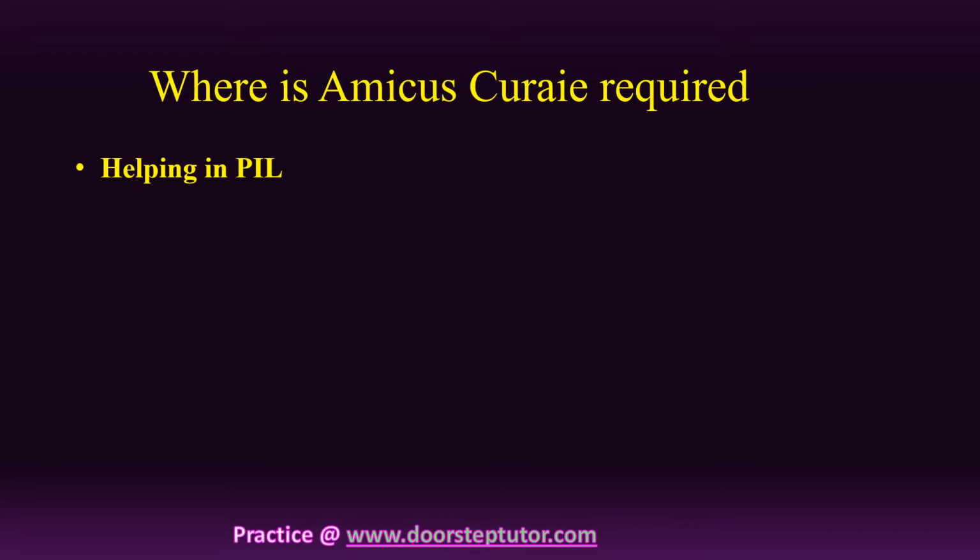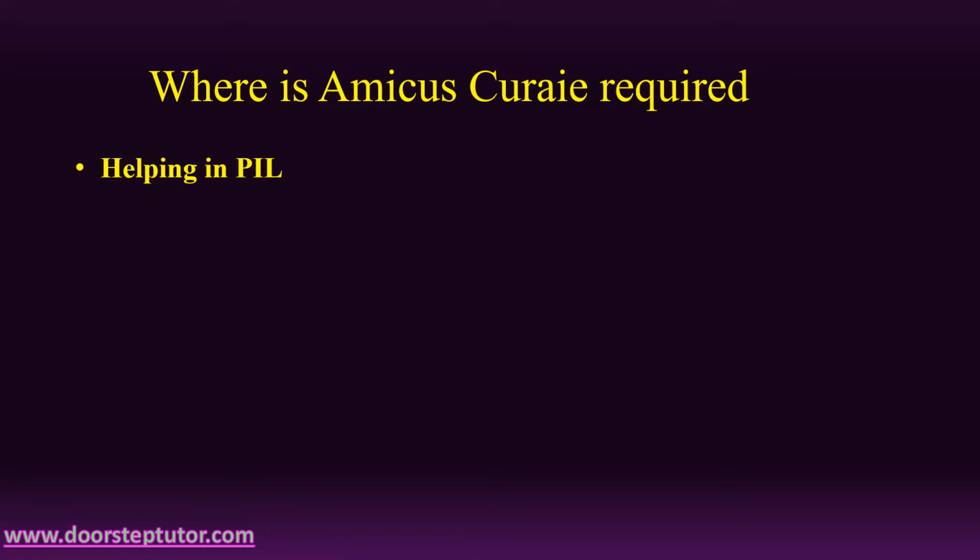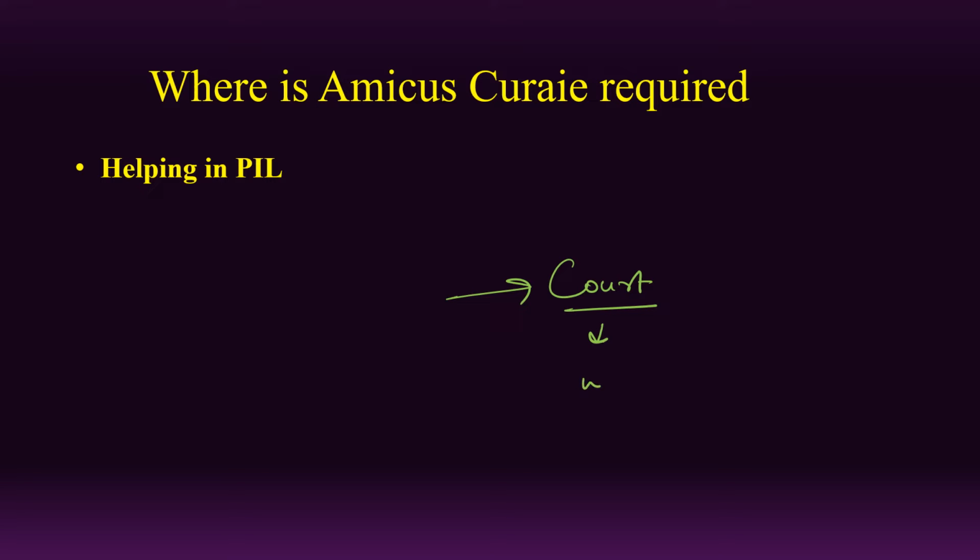Amicus curiae is required in various situations. So what are the situations where it plays a very important role? Let us discuss that. Firstly, in helping in PILs. In many high-profile PILs, you will see that the court has appointed amicus curiae, and why? What is the reason? So that they can assist the court, help them with their expertise and knowledge in formulating a viewpoint and to make inquiries and reports.